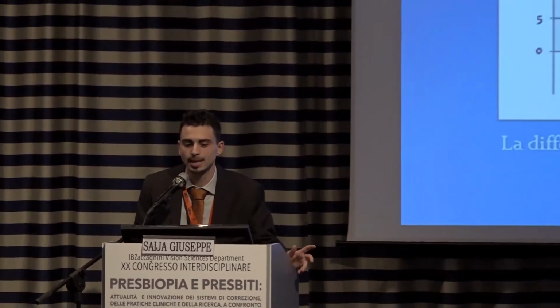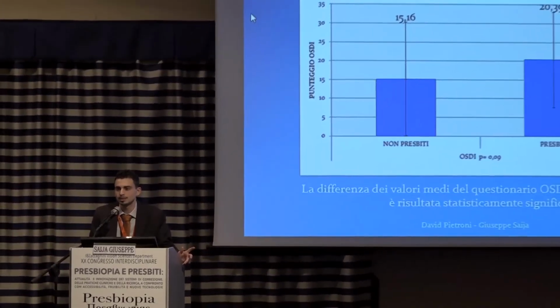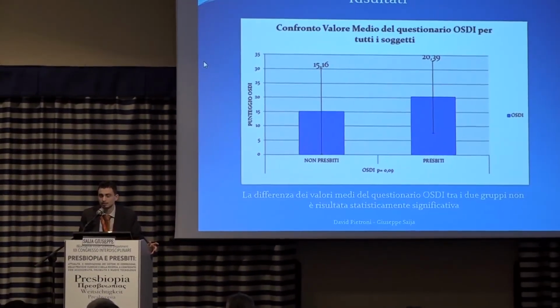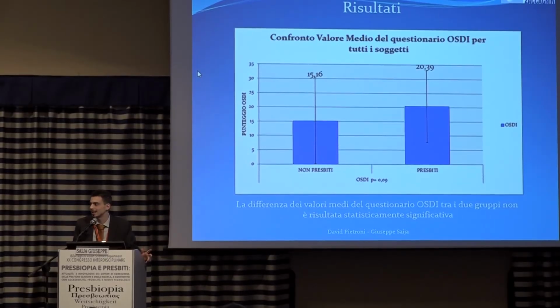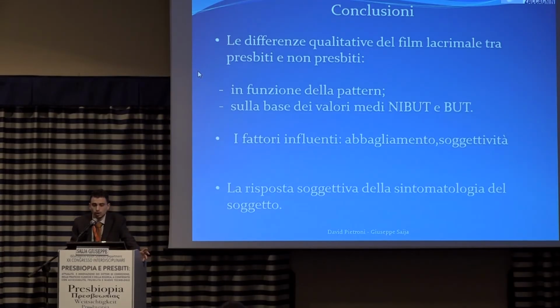At the same time, we made this assessment for the OSDI questionnaire. We compared these scores between presbyopes and non-presbyopes, and we saw that there is quite high standard deviation and data scattering, reducing the reliability of the comparison. Going from 15 to 20 as a mean score, you see marginal dry eye conditions. In conclusion, we noticed that in presbyopes, the average NIBUT and BUT values were lower.